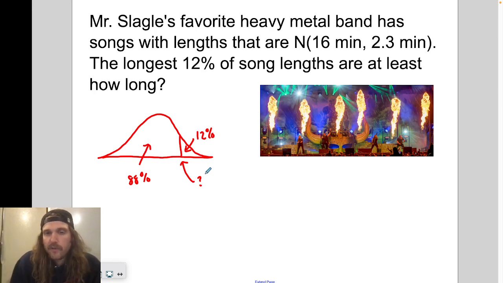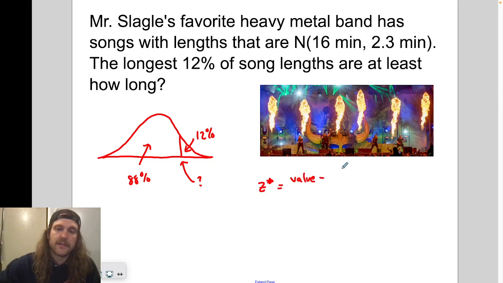The longest 12% of song lengths are at least how long? How long are those songs? So, it's a different question. What we want to do here is slightly different. We're going to need to use that z-score formula. The z-score is equal to the value minus the mean divided by the standard deviation, and we know that.